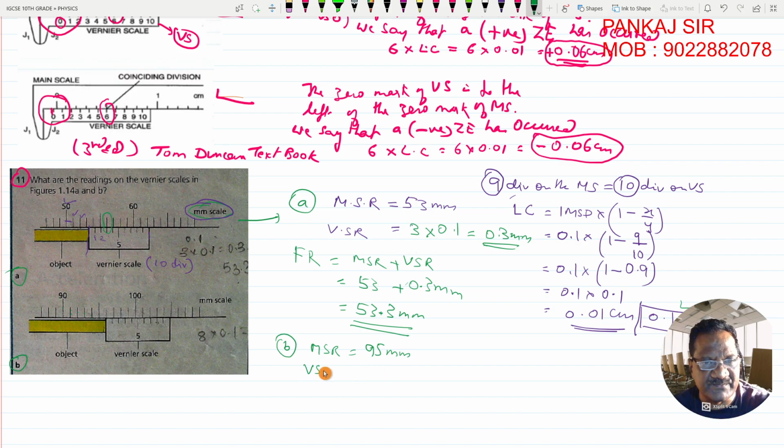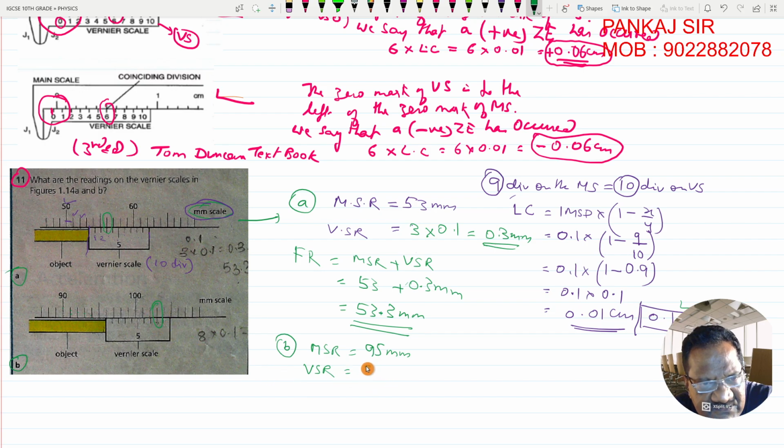Next is the vernier scale reading. Now vernier scale reading, how will I decide? So go from left to right on the vernier scale. Zero division is not exactly coinciding, first division is not coinciding, second is not coinciding, third is not coinciding, fourth and fifth are also not coinciding, sixth is also not coinciding, seventh is also not coinciding, but this eighth division, can you see this eighth division?